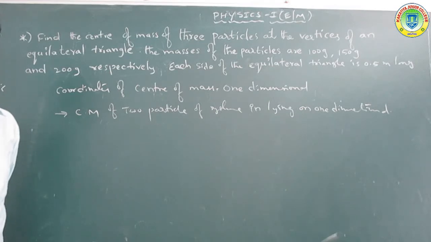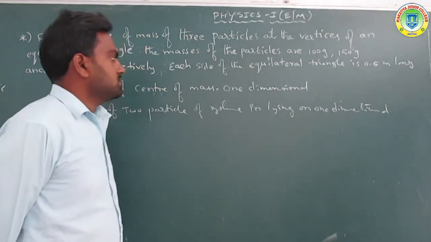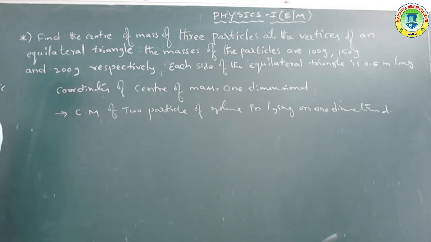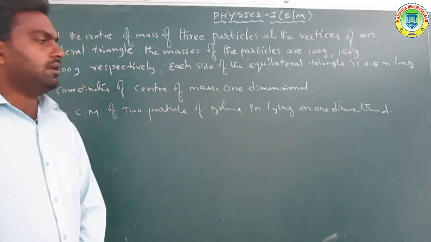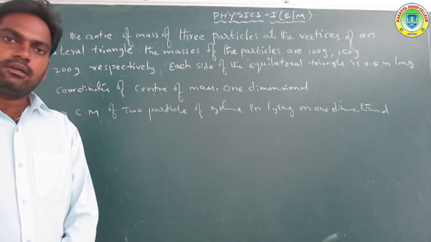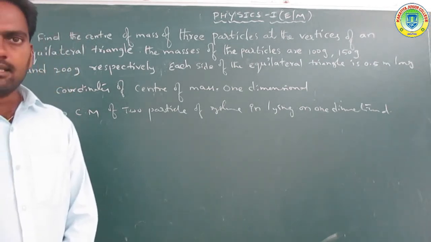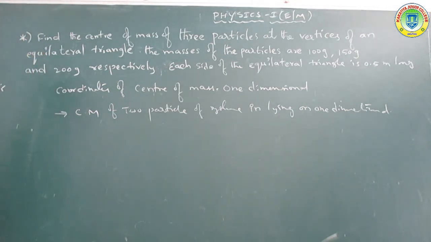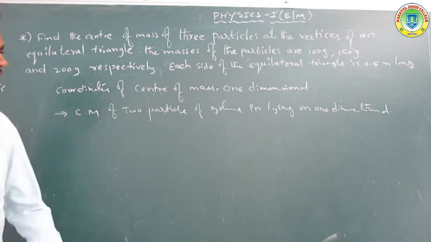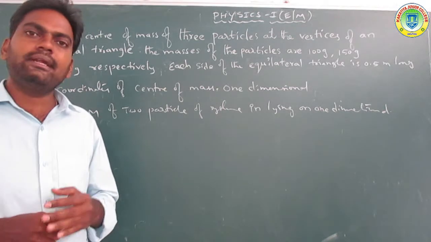Coordinates of the center of mass in one dimension, and also two dimensions and three dimensions. The general topic here is the coordinates of the center of mass in one dimension. So, the center of mass of two particles of a system lying in one dimension, that means only the x-axis or only the y-axis.